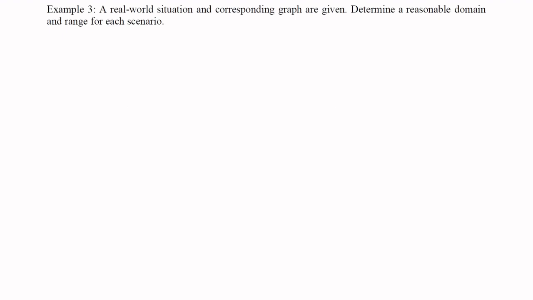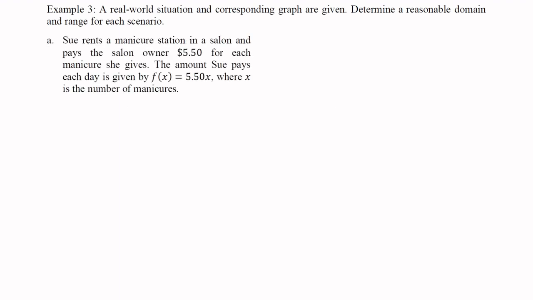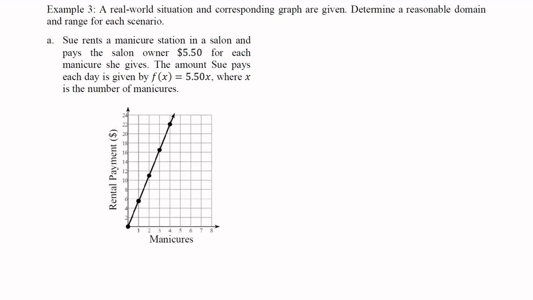So a real-world situation and corresponding graph are going to be given. Determine the reasonable domain and range for each scenario. Sue rents a manicure station in a salon and pays the salon owner $5.50 for each manicure she gives. The amount Sue pays each day is given by f of x equals $5.50 times x, where x is the number of manicures. So here is a graph of the manicures against the rental payment.